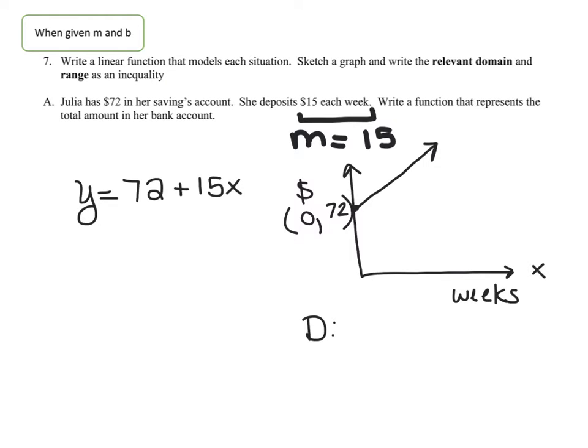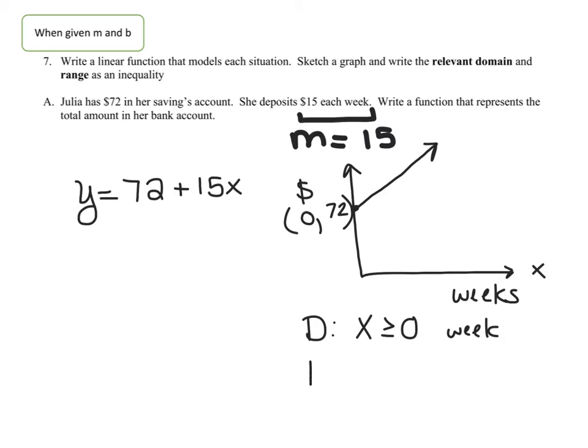Well, my domain is all of the x values that start here and go forever to the right. Okay, so I'm going to say as an inequality, x is greater than or equal to 0. And again, that's in weeks. I mean, think about it. You start at 0 weeks. You could keep depositing infinitely, so it's just x is greater than or equal to 0 weeks.